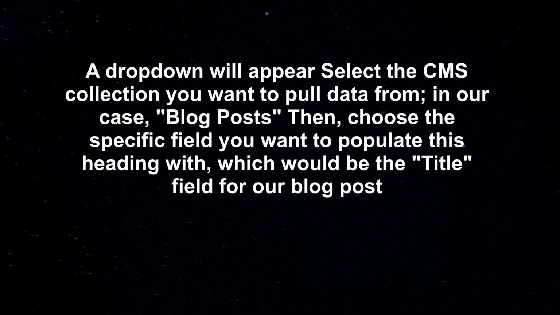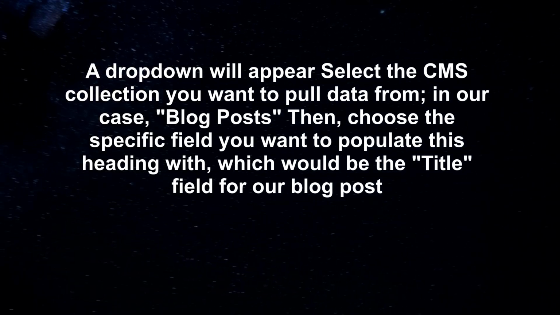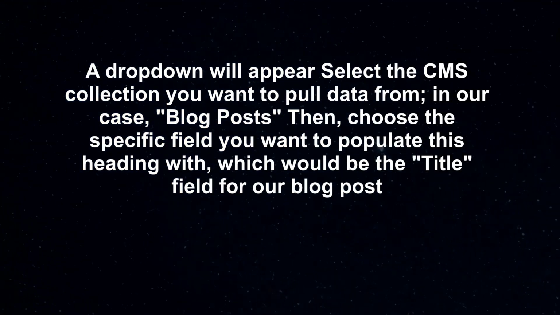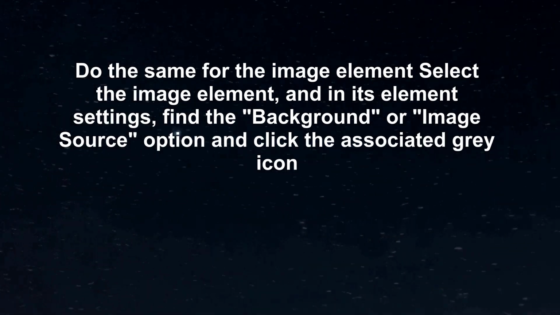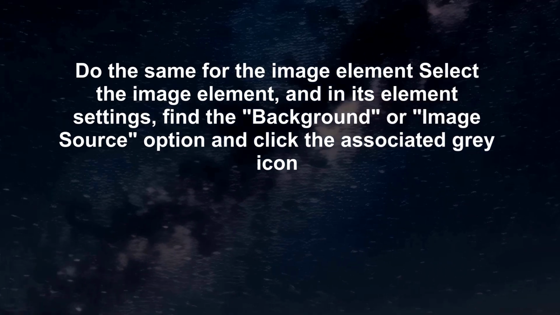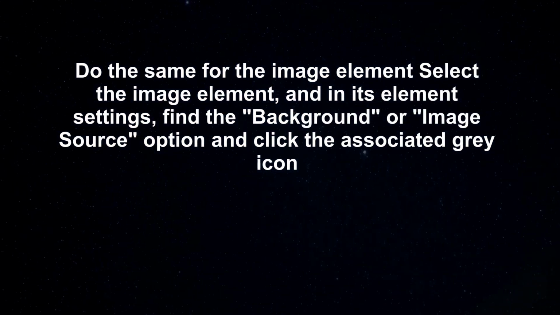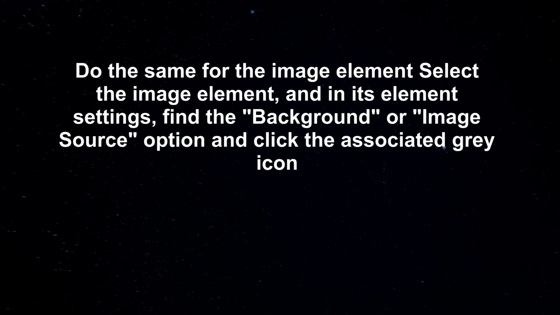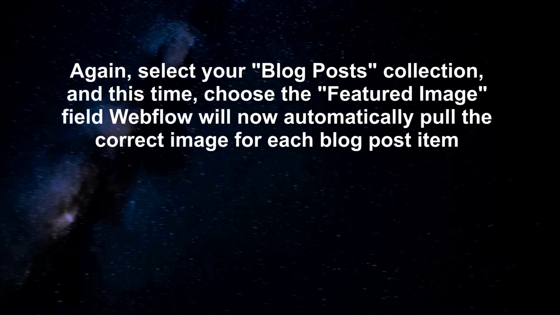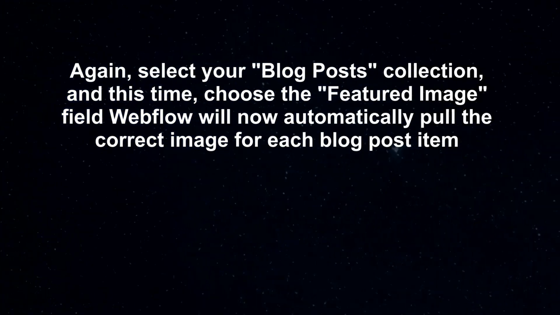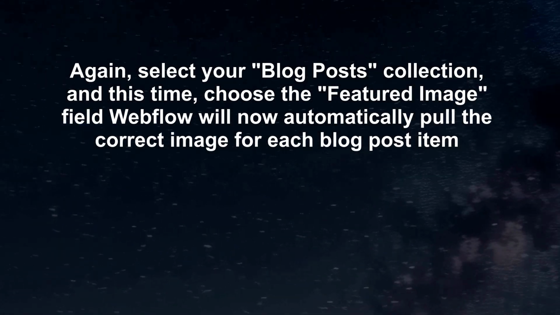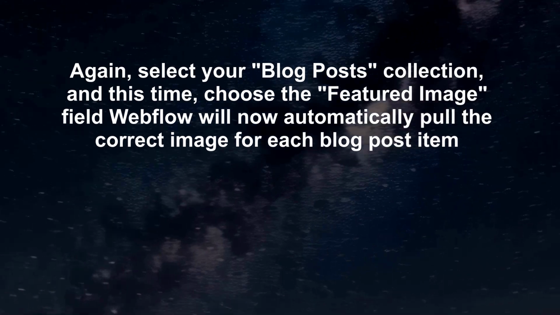Then, choose the specific field you want to populate this heading with, which would be the title field for our blog post. Do the same for the image element. Select the image element, and in its element settings, find the background or image source option and click the associated gray icon. Again, select your blog posts collection, and this time, choose the featured image field. Webflow will now automatically pull the correct image for each blog post item.